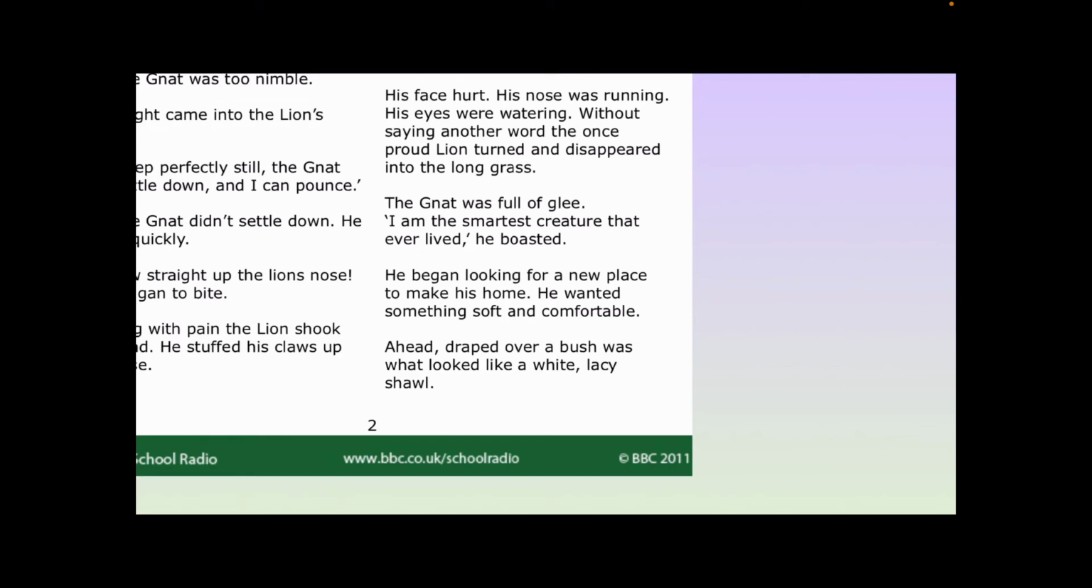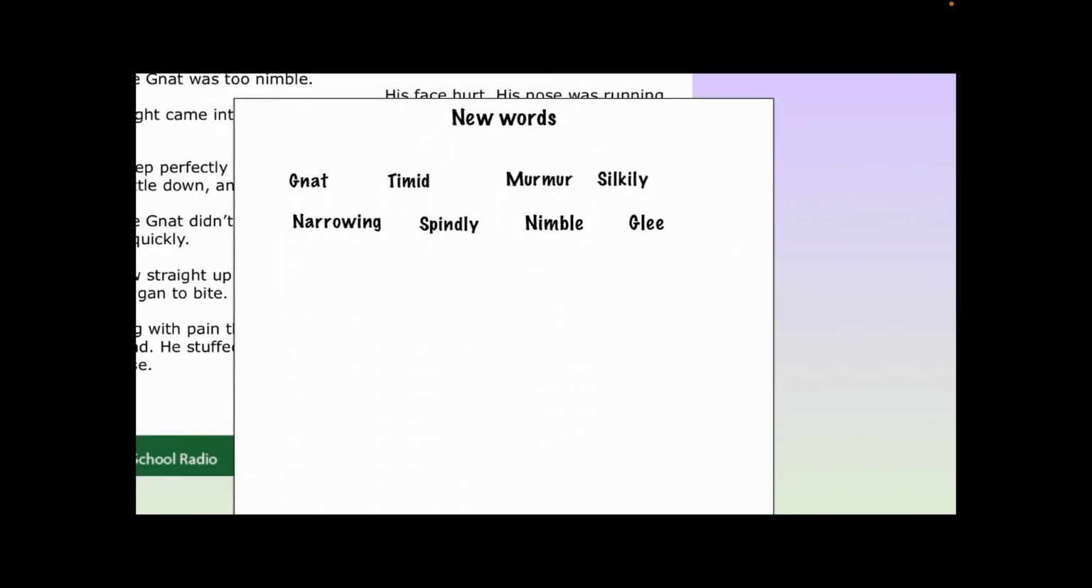So I would like to take one word and see if you know the meaning of this word. The word glee. It says the gnat was full of glee. So he has defeated the lion. He flew up the lion's nose and pulled the lion's hair and made him very upset, and made the lion say that the gnat was the king of the beasts. So how do we think the gnat is feeling now if he's full of glee? Is he sad maybe? What do you think? Let's put that on the new words list. Glee.